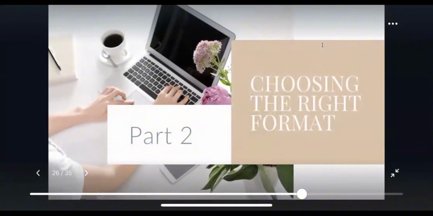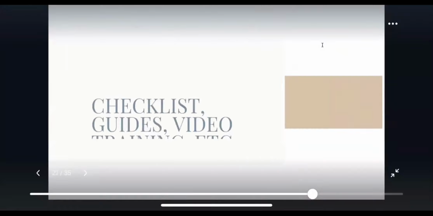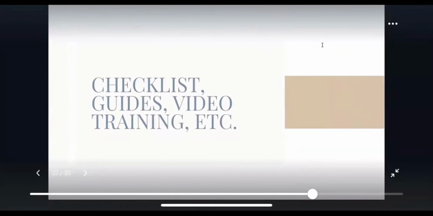So part 2 is about choosing the right freebie format. Now, there are so many different types of freebies you can think about. A lot of people end up with a PDF, which is perfectly fine. Nothing wrong with that. But you can think also about a one-page checklist or a template or a video series, or a webinar. There are so many different types.